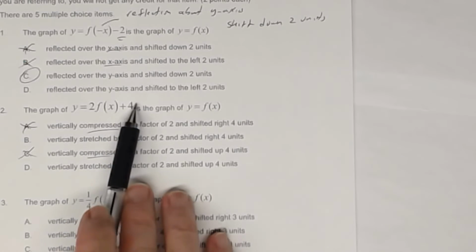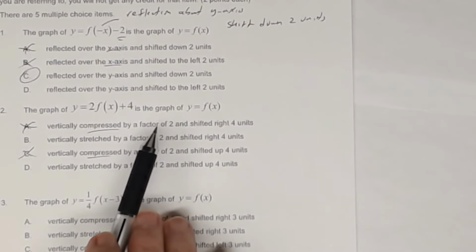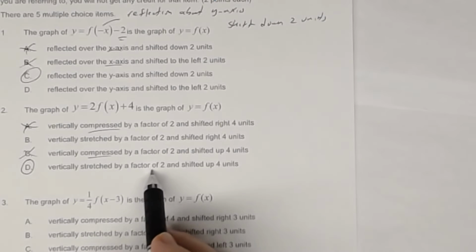But then you got to look at this K here. Since K is positive, we know we're going to move it up 5 units. So that, I'm sorry, 4 units. So that's going to be this one here. So the answer is D. So vertically stretch by a factor of 2 and then shift up 4 units.